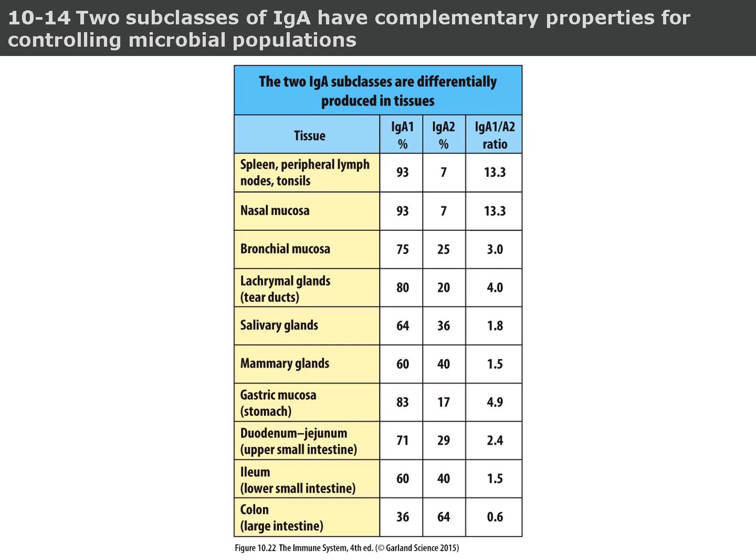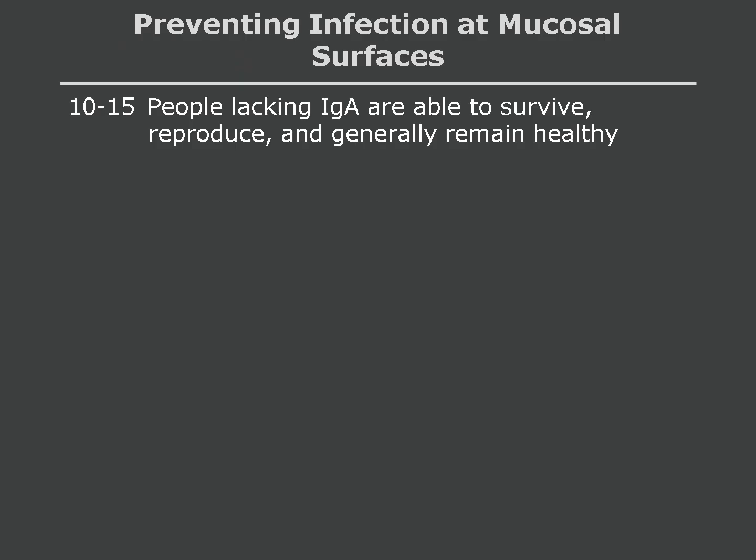Other mucosal sites such as the bronchial mucosa, tear ducts, salivary glands, and mammary glands maintain a moderate IgA1 bias, while the small and large intestines trend toward equal or IgA2-favored ratios, particularly in the ileum and colon. These differences reflect the specialized roles of each subclass. IgA1 is tailored for systemic and upper respiratory defenses, while IgA2 offers enhanced resistance to microbial proteases in the gut and lower respiratory tract. People lacking IgA are able to survive, reproduce, and generally remain healthy.